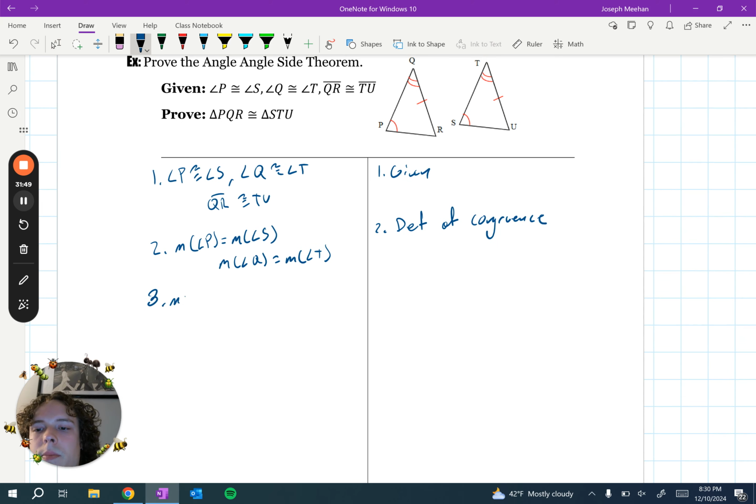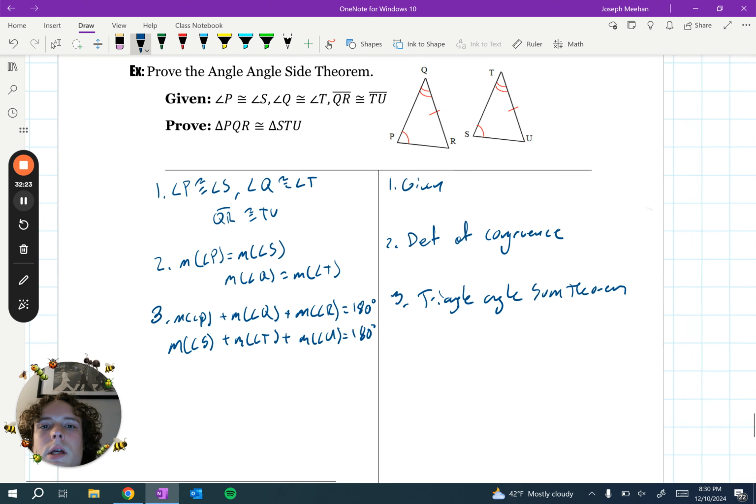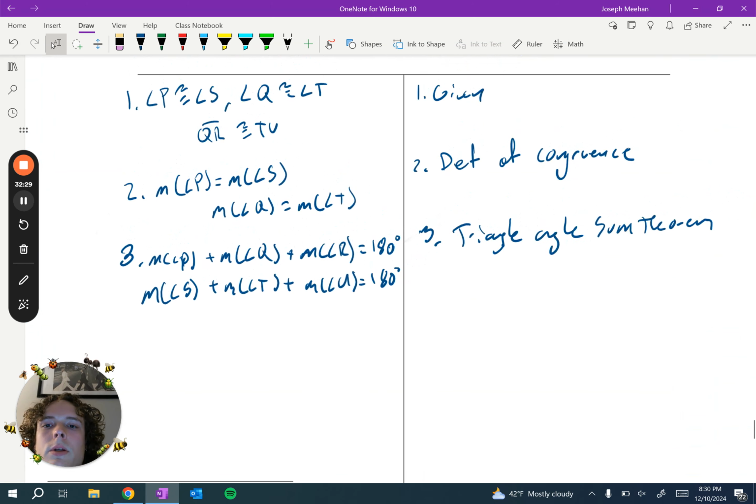So if we added up all the measures of the left triangle, let's say the measure of angle P plus the measure of angle Q plus the measure of angle R equals 180. We can also say in that same step the measure of angle S plus the measure of angle T plus the measure of angle U equals 180 for the same reason. This is the triangle angle sum theorem, which just says all the angles of a triangle add up to be 180 degrees, okay?